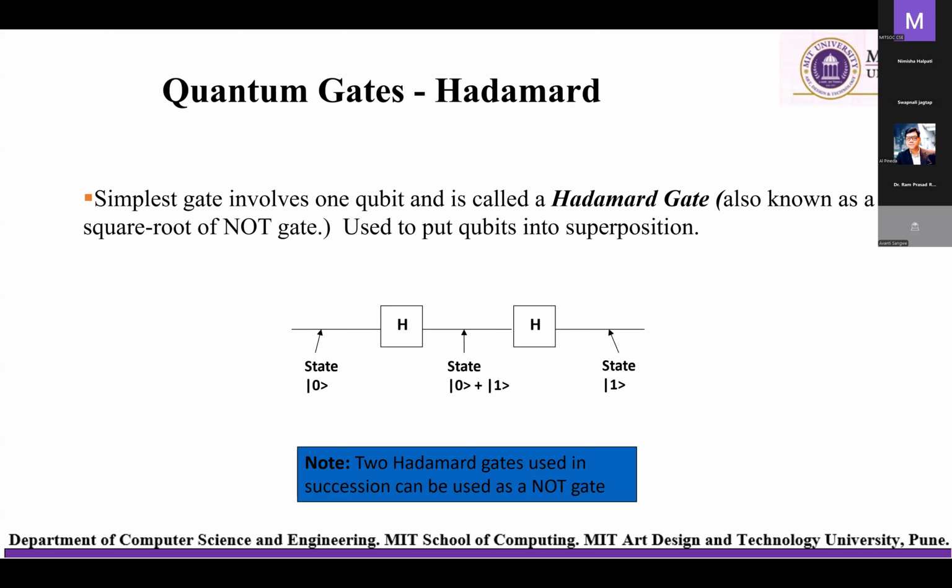The Hadamard gate, when applied to 1, transforms the qubit into a superposition of states 0 and 1 with equal probability, specifically in the state as depicted in the picture. This gate is crucial for quantum computing because it allows for the creation of quantum superpositions, which are foundational for quantum algorithms. Note here that 2 Hadamard gates applied in succession can be used to function as a NOT gate, flipping the state of the qubit.